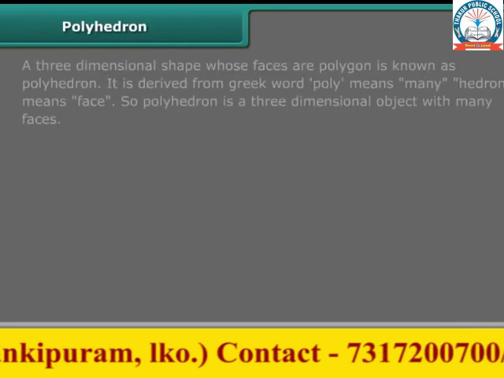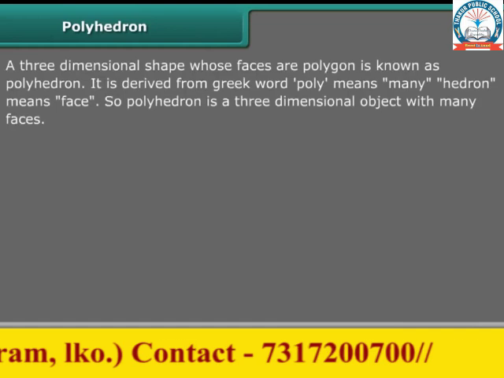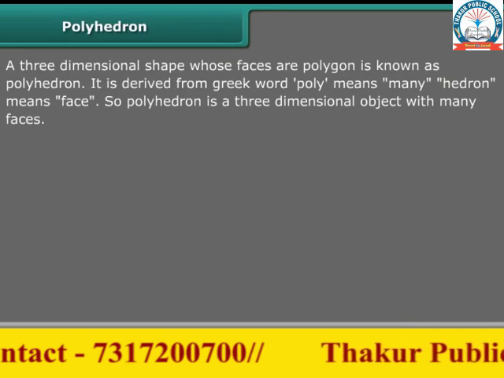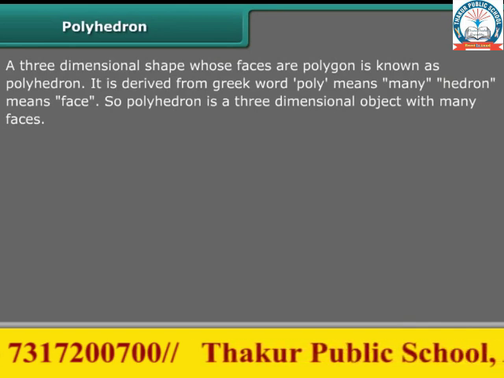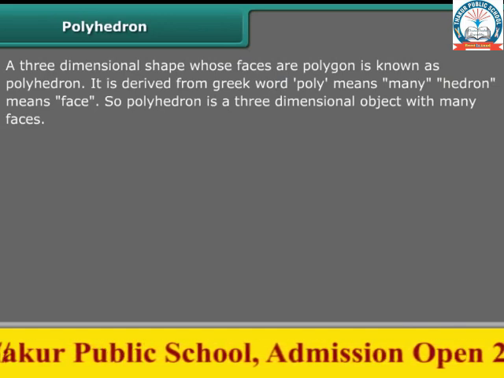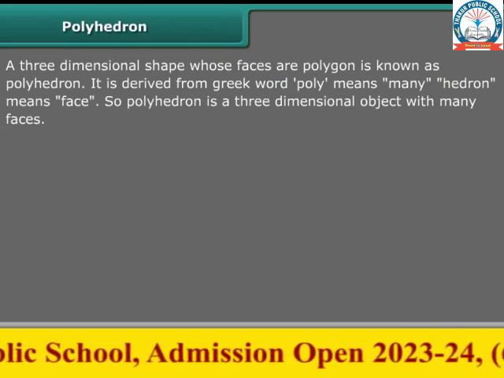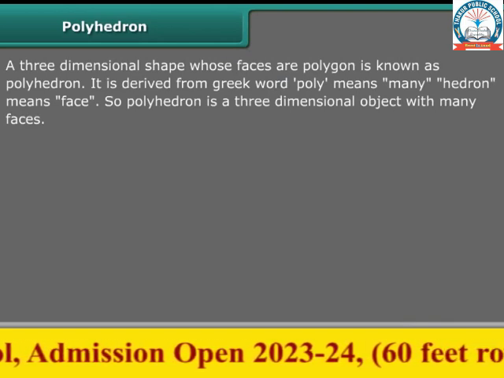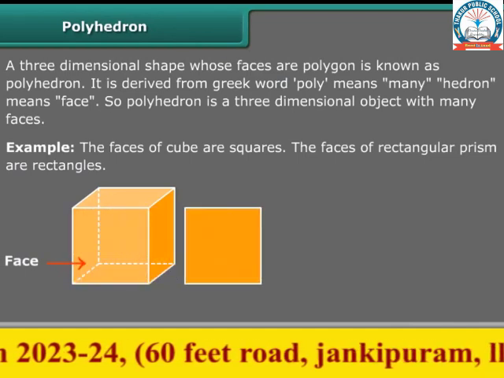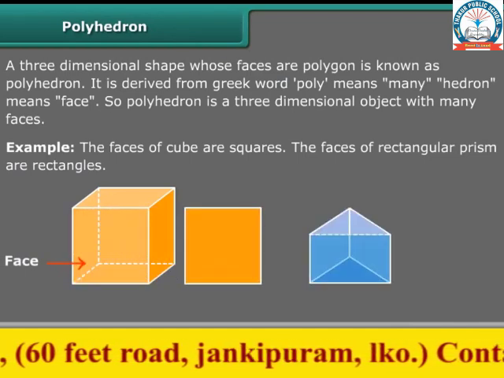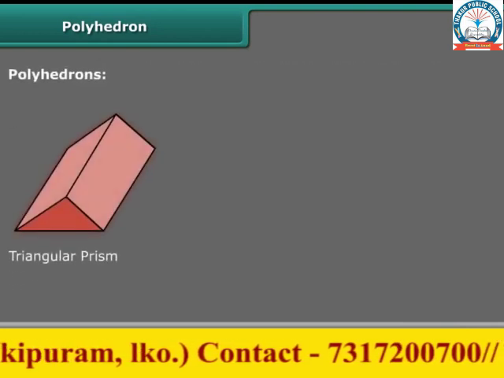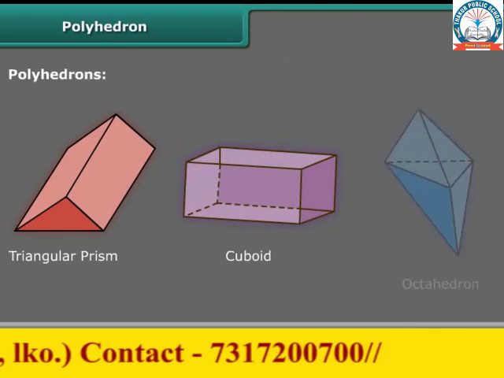Polyhedron. A three-dimensional shape whose faces are polygons is known as polyhedron. It is derived from the Greek word, poly means many, hedron means face. So polyhedron is a three-dimensional object with many faces. Example, the faces of a cube are squares. The faces of a rectangular prism are rectangles. Polyhedrons: triangular prism, cuboid, octahedron.